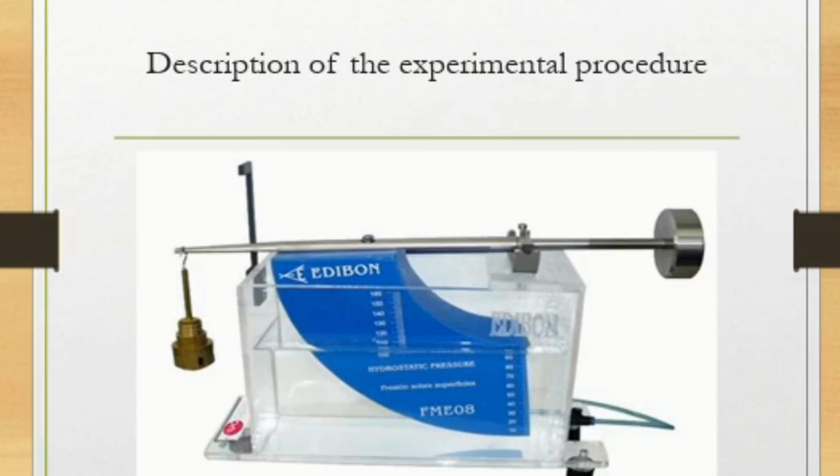To restore equilibrium, calibrated masses are placed on the opposite side of the beam, on the left as you can see, and the moment generated by these masses balances the moment produced by the hydrostatic force. Once equilibrium is restored, the corresponding submerged depth is measured, and this procedure is repeated for different water levels, allowing the hydrostatic force to be determined experimentally.